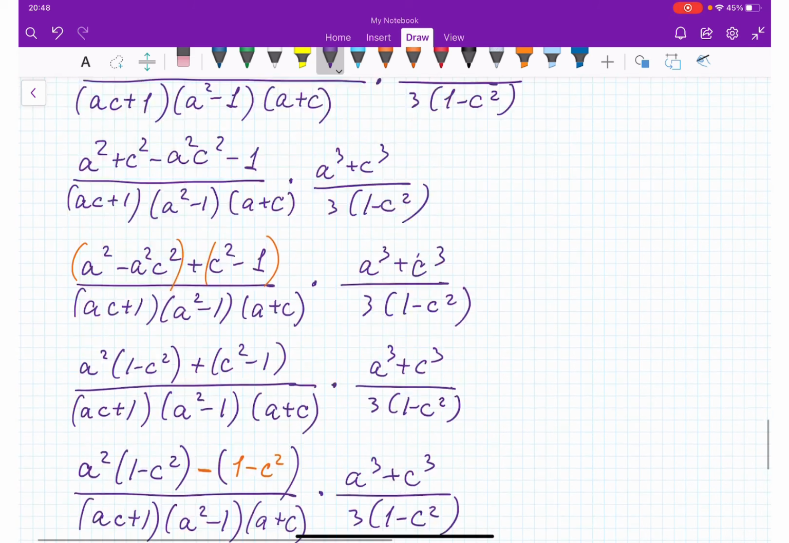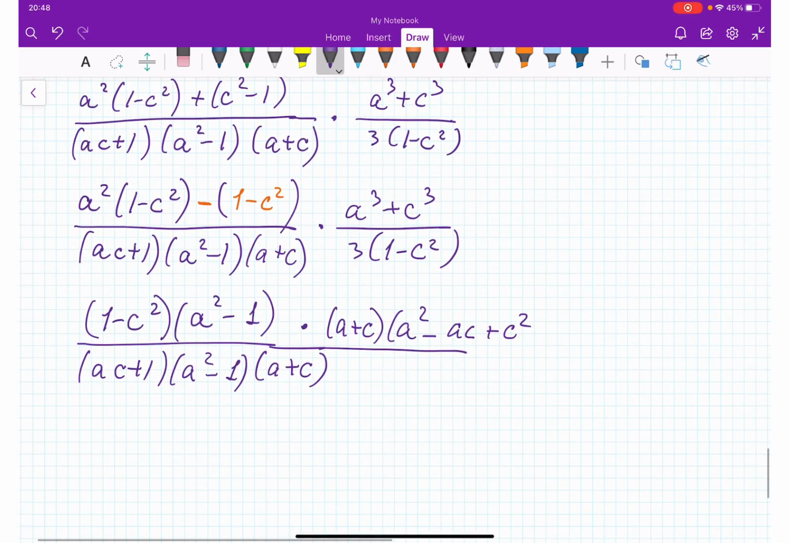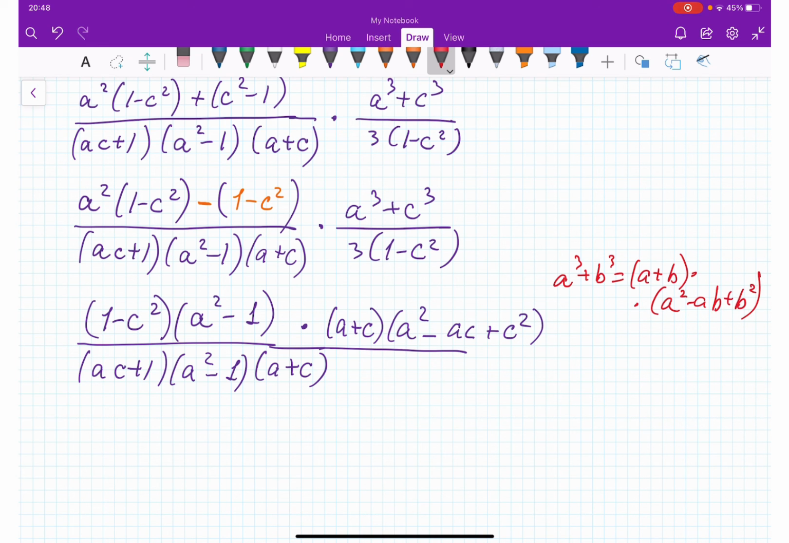Let me copy the formula. I might as well write it down, it's easier than scrolling all the way up. So a cubed plus b cubed is equal to a plus b times a squared minus ab plus b squared. So that's the formula. Okay, then a squared minus ac plus c squared in the denominator, 3 times 1 minus c squared.